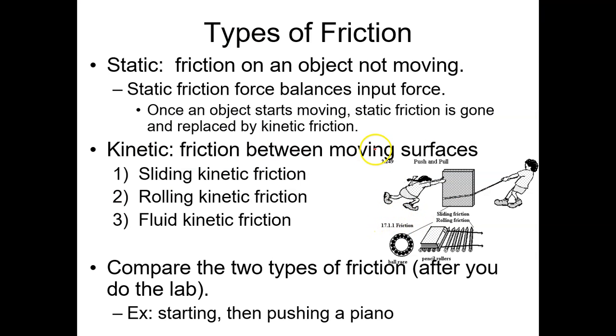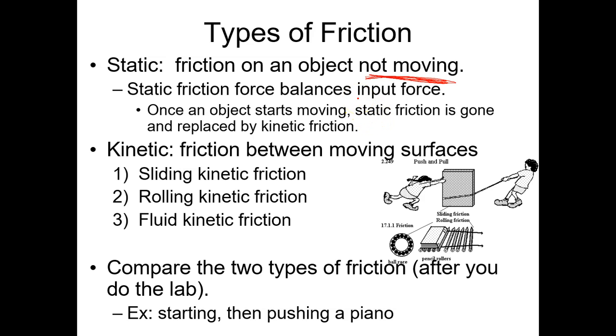Okay, so we have types of friction. Lots of words on this slide, but it's not too bad. There's basically two main types of friction: static, which you see up here, and then kinetic. And then kinetic has some subtypes. But static is friction on an object that is not moving. Okay, it's static. Think the name static. It's not moving. Static friction force will balance out the input force.